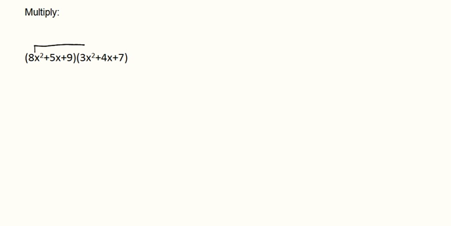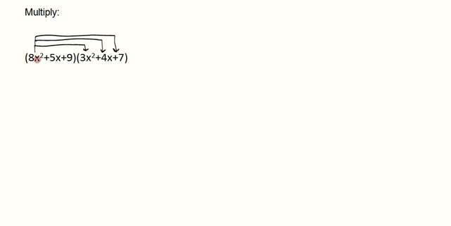and we'll multiply that 8x squared. We'll distribute the 8x squared all the way through the second polynomial. So it's 3 multiplications we're going to do there. And then we'll do the same thing with the 5x and then with the 9.